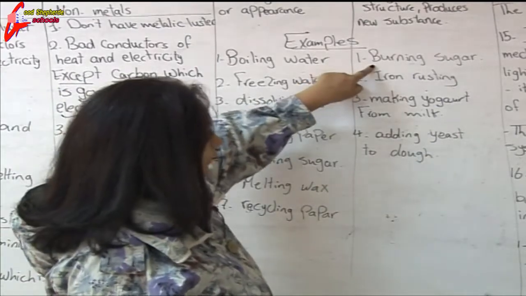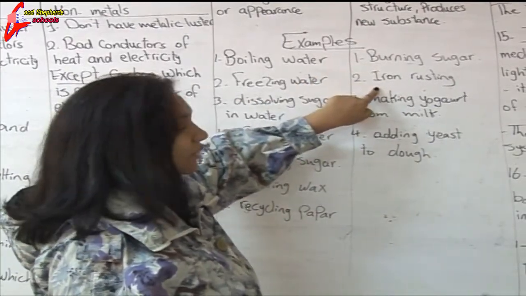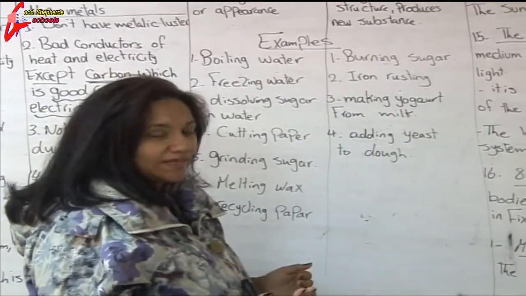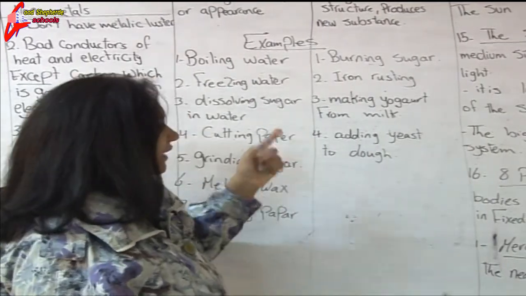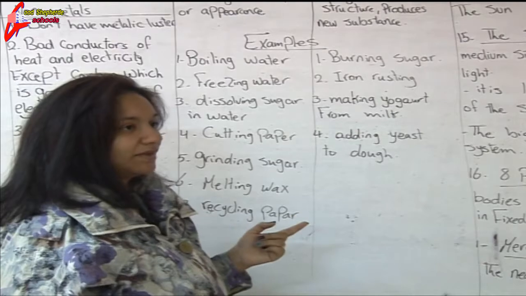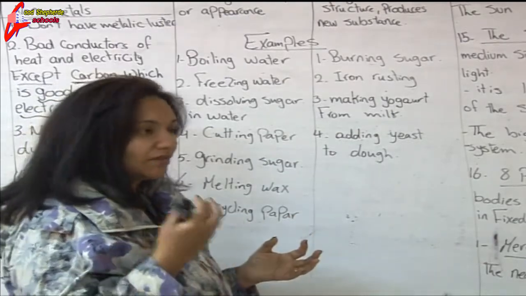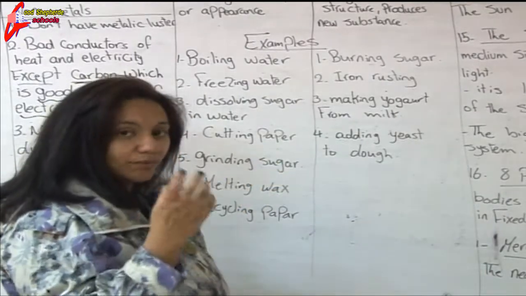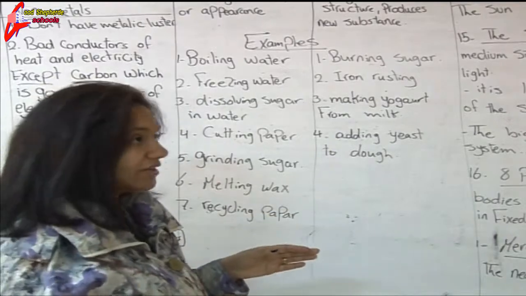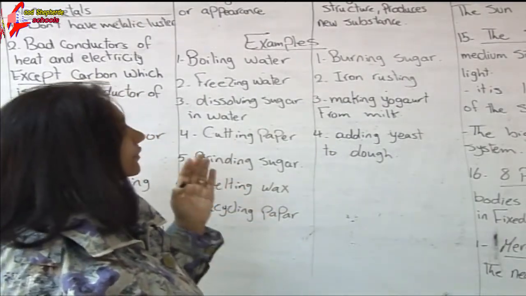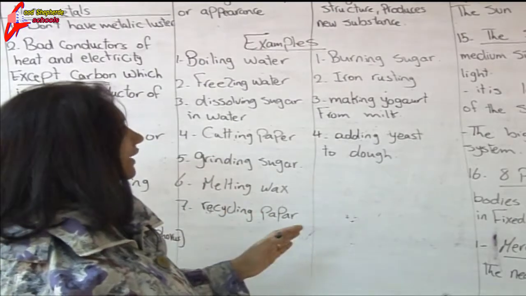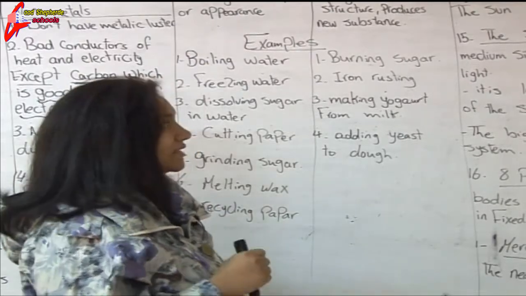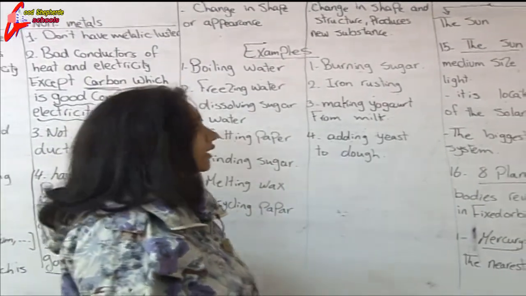So burning sugar, and also iron rusting, because when the iron becomes rusted, we can't return it back to its normal state. Making yogurt from milk: when I make yogurt from milk, I can't return the yogurt back to milk. Adding yeast to dough to ferment and make bread. All these and many other examples are examples of chemical change. Until here we finished Unit 1. Of course, you have to study again at home. This is a small and simple revision.